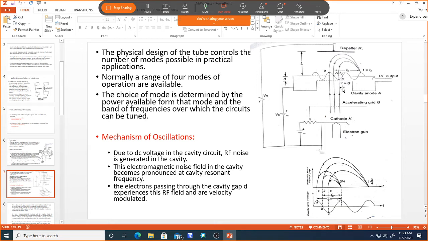Okay, so when this velocity modulation happens after this cavity, the repeller has the negative potential. Since the electrons are also negatively charged and the repeller is given a negative potential, they repel each other. These electrons are retarded by this repeller, and will be reflected by the repeller.